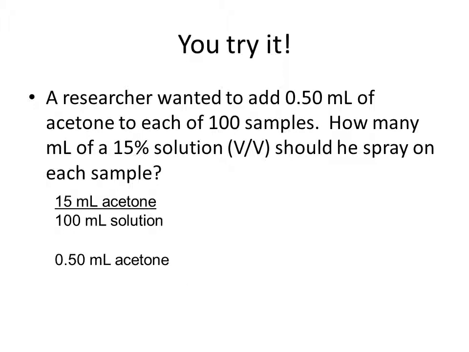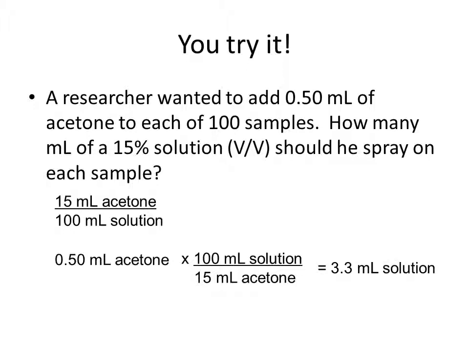Because I'm wanting to go to how much solution, it says how many milliliters of a 15% solution, so I need milliliters of solution. That should tell you that milliliters of solution is going to be in your numerator. I need to cancel out milliliters of acetone, so that's going to have to be in the denominator. So I have 100 milliliters of solution in the numerator, 15 milliliters of acetone in the denominator. I multiply through, and you can see we get 3.3 milliliters of solution.